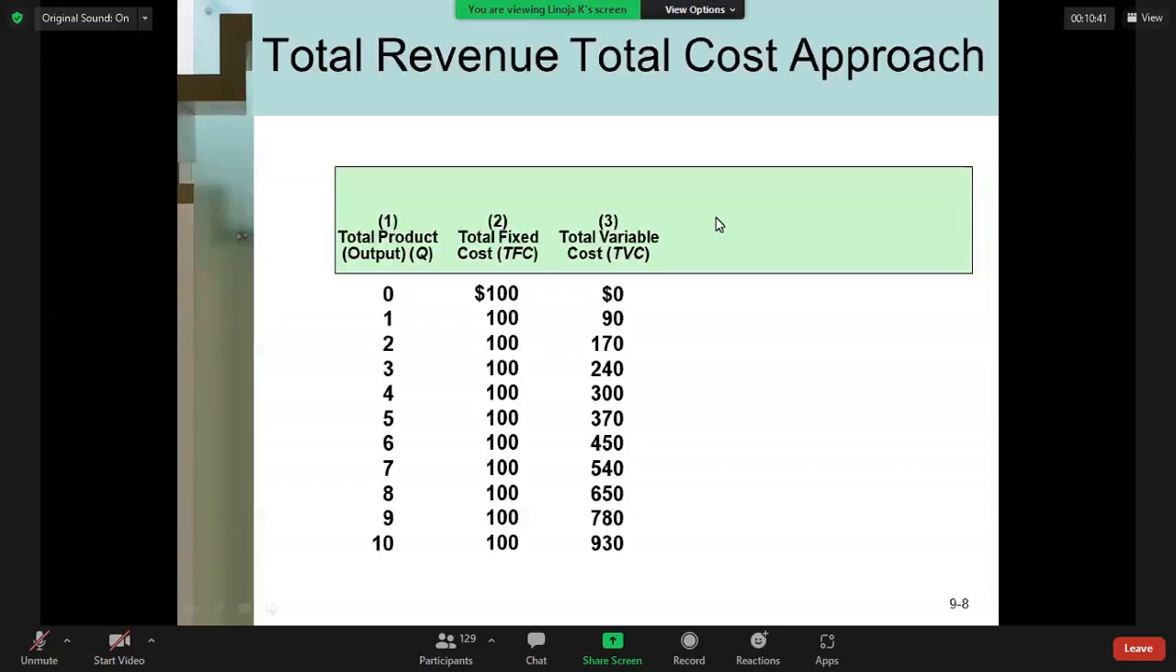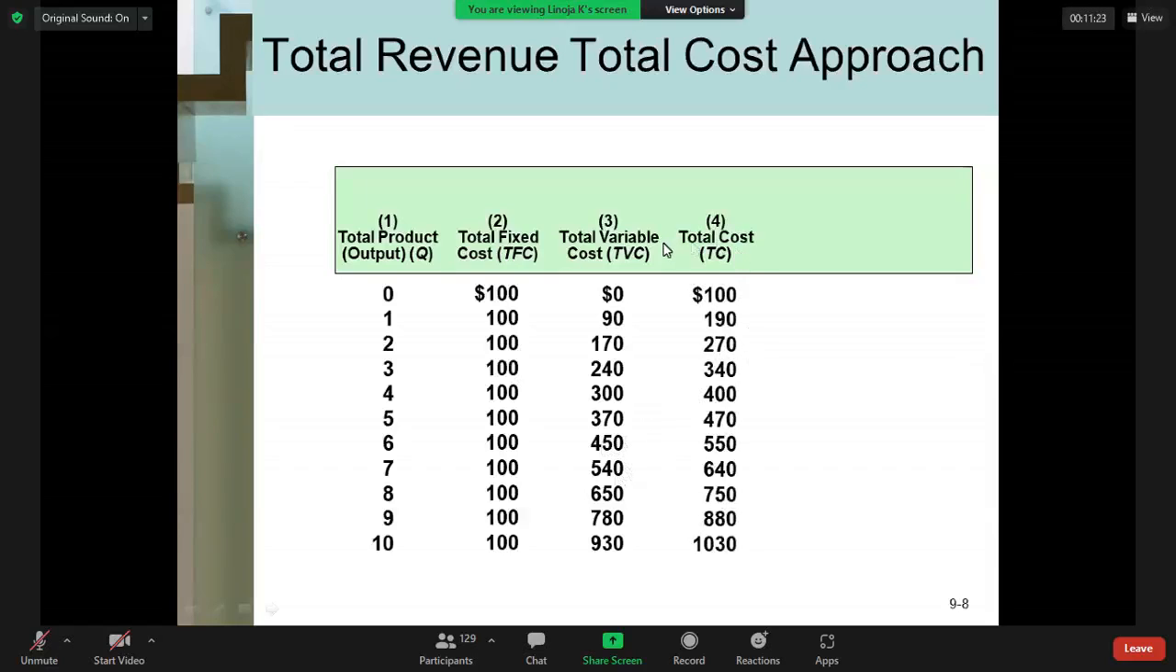Then please find out the total cost. Total cost means total fixed cost plus total variable cost. You will be getting total cost. So you need to add 100 to this total variable cost value. 100 plus 0, 100; 100 plus 90, 190; 270, 340, 400, 470, 550, like that you will be getting, right?